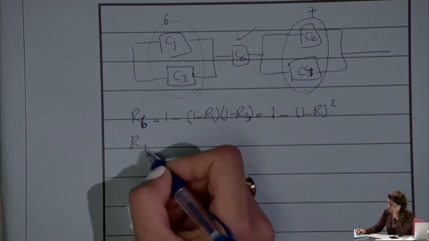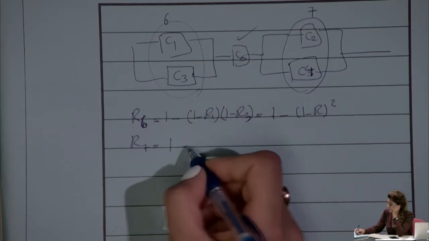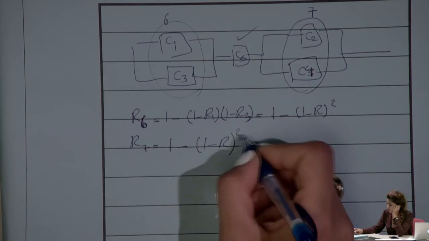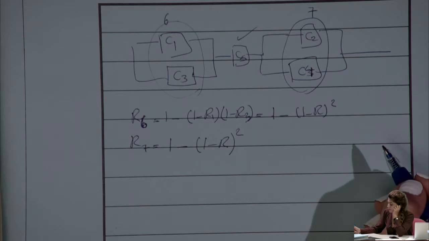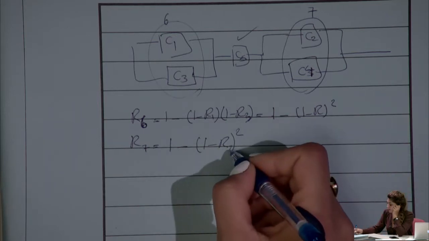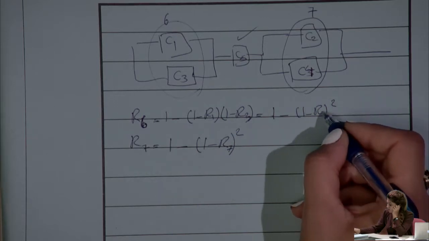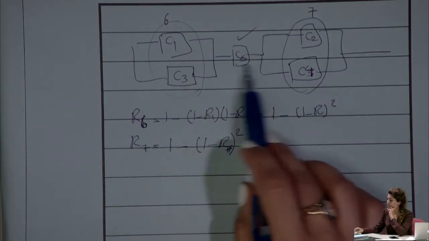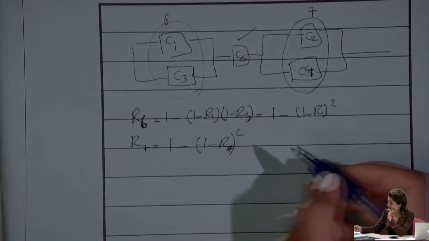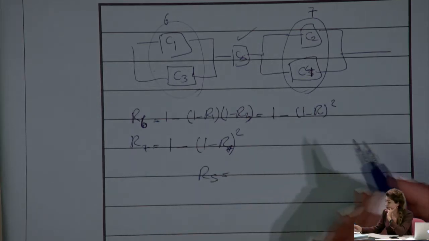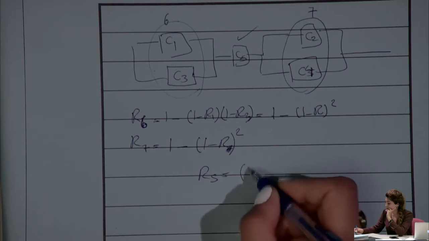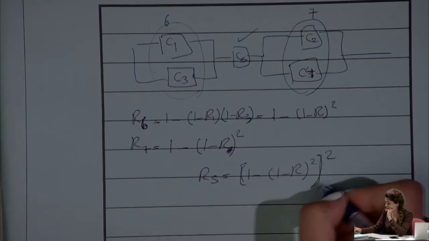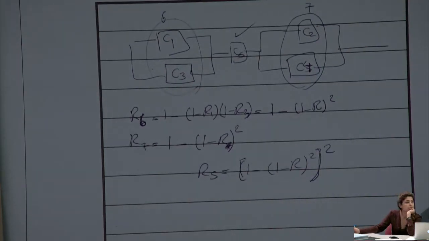Let's calculate the reliability of block 7. R7 is going to be the same thing, 1 minus (1 minus R) squared, if the R's are the same. We call this R7 because these R's might be different. So what is the reliability of the total system? It is the multiplication of these two. If R is the same, then you're going to have (1 minus (1 minus R) squared) squared. This is the reliability of the bridge system when C5 works.